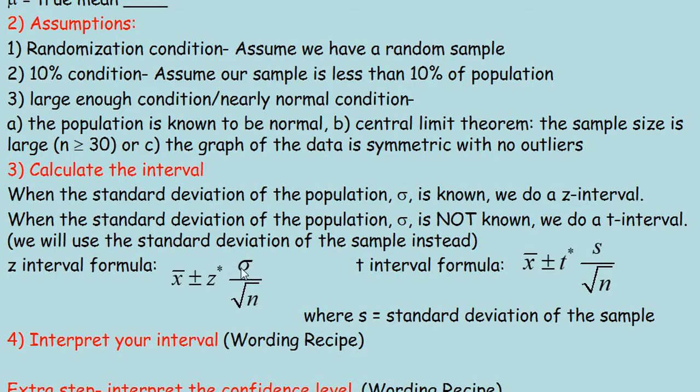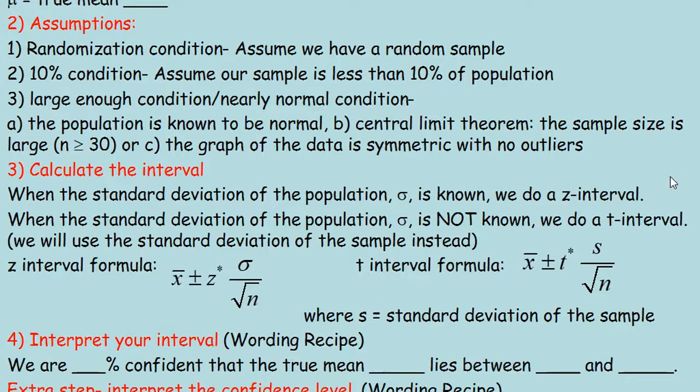If you do not know sigma, here's the formula. We're still going to do x bar, the sample mean, plus or minus, and now we're going to change our z star to something called a t star. That's a t score, and today I'm going to talk to you about them. That's why these are called t intervals, because they have a t here. Times s here, that stands for the standard deviation of the sample only, divided by the square root of your sample size. So those are the formulas. And then the rest is the same as before.